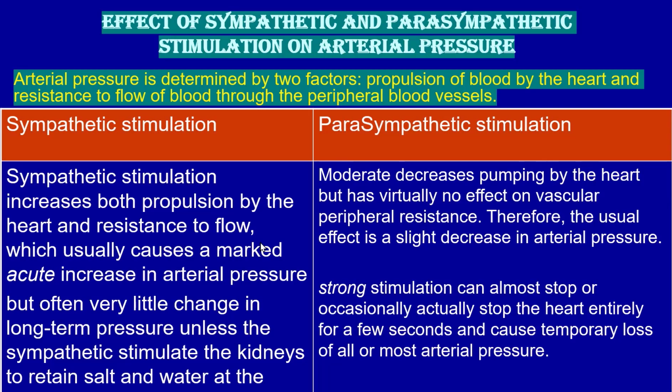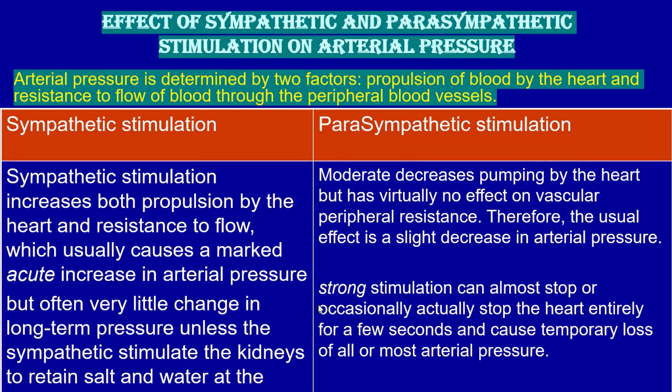In sympathetic stimulation, there is an increase in both propulsion by the heart and resistance to the flow. There is vasoconstriction and there is increased heart rate and force of contraction. So the blood is pumped forcefully and rapidly, and also when in the periphery the vessels are constricted, more resistance is offered to the blood flow, which usually causes a more acute increase in the arterial pressure. In sympathetic stimulation, arterial pressure is increased, but there is very little change in long-term pressure, unless the sympathetic stimulation causes the kidney to retain salt and water.